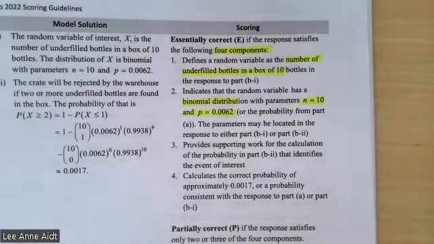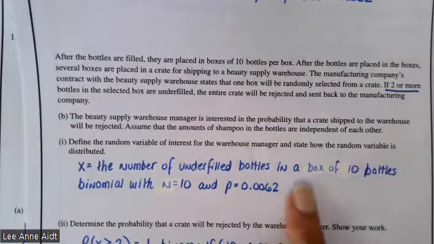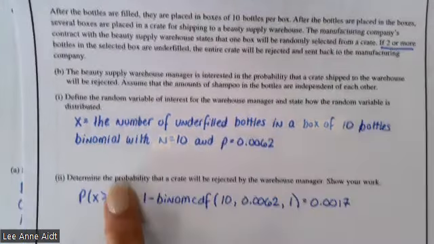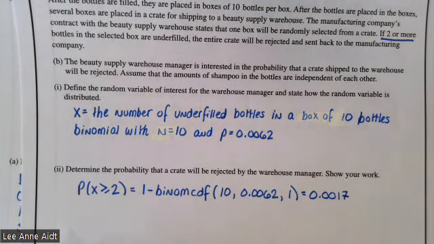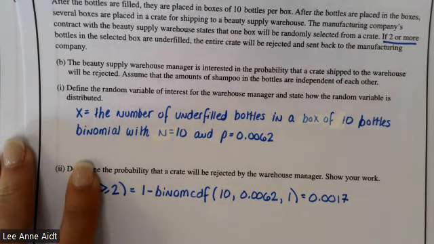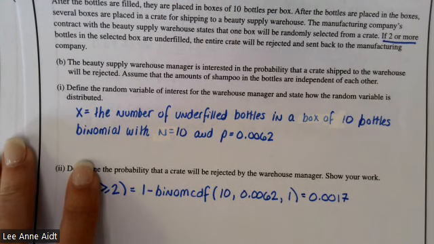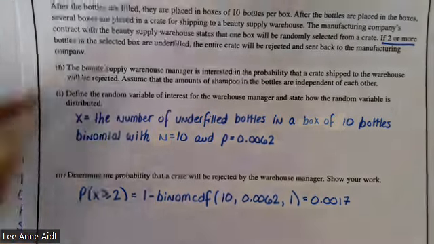Okay, here's what I did. Pausing real quick, I said X equals the number of underfilled bottles in a box of 10 bottles, binomial with N equals 10 and P equals 0.0062. If you didn't get this, I'm not shocked. This is one of those things where you see this and think, oh crap, I need to read the whole binomial and geometric section of my notes. I feel like that is totally normal.